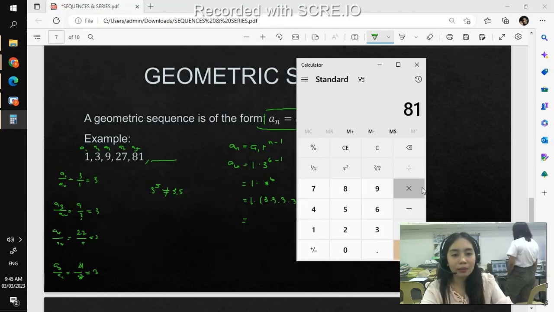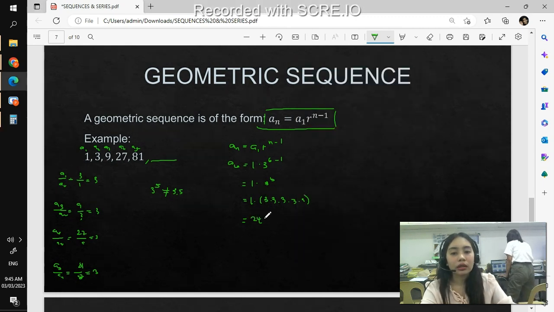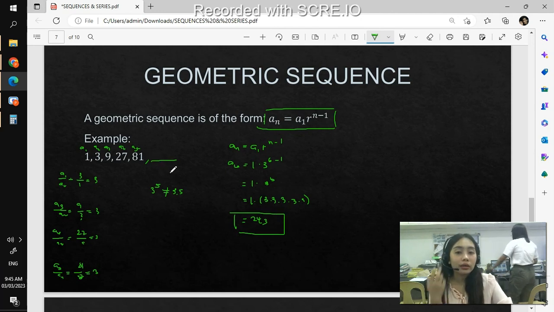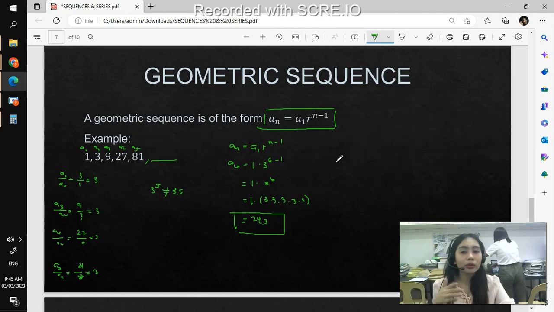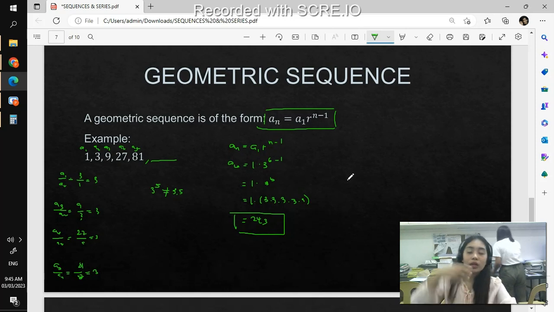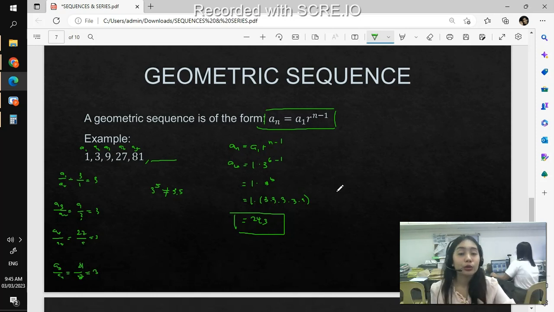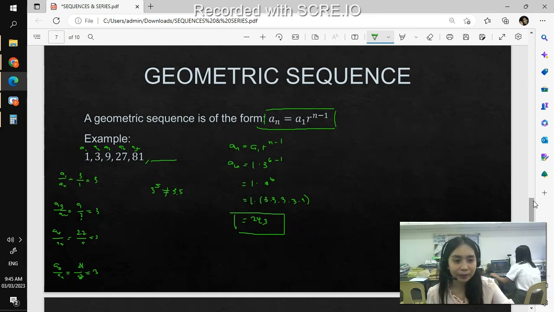Okay, 81 times 3 gives us 243. This means that the sixth term of our sequence is just 243. Now, for your task, I want you to gather at least three geometric sequences and compute for its missing term. That depends on you. It will only serve as a seat work. Now feel comfortable in solving it.